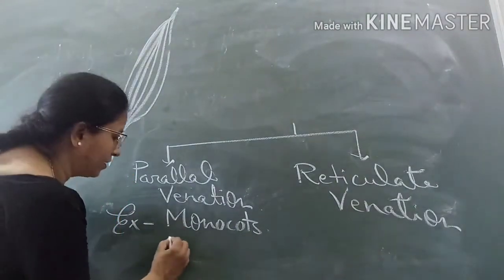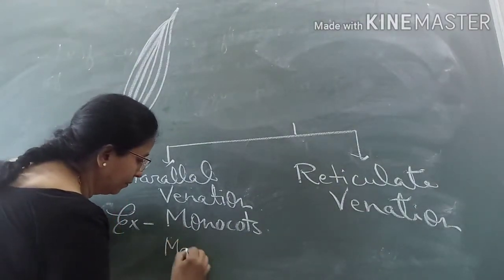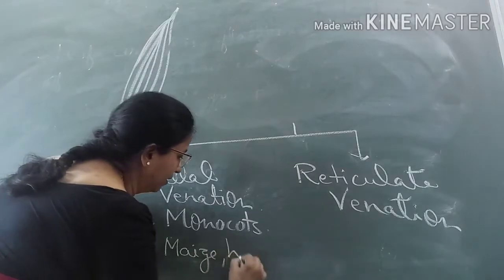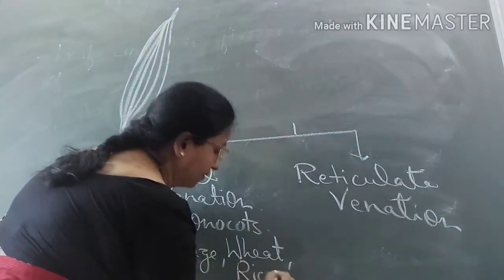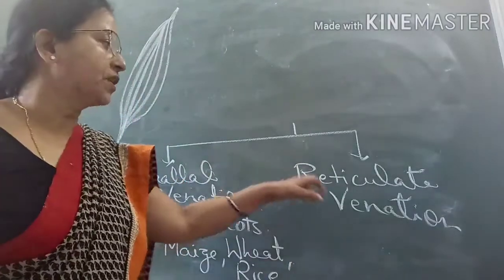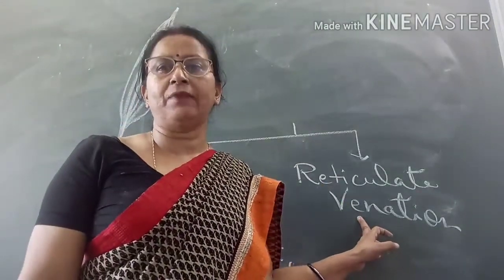like maize, wheat, rice, etc. Now come to the reticulate venation.